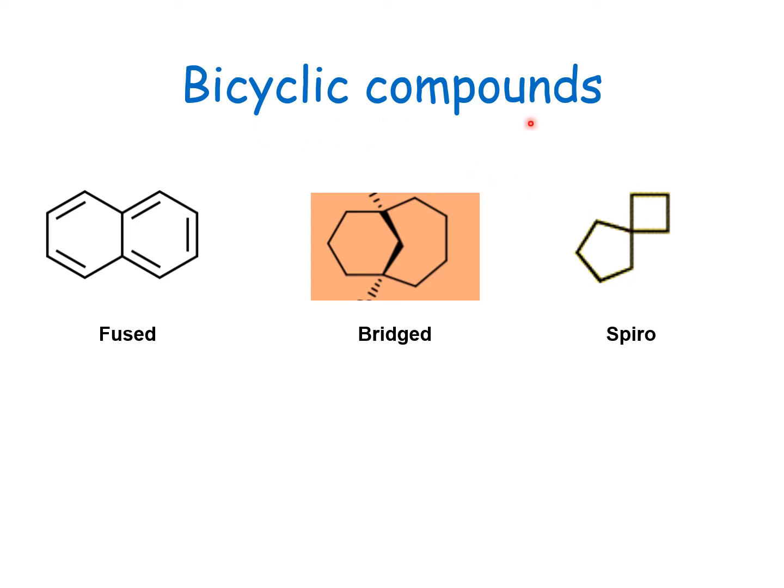Now in all these three kinds of bicyclic compounds, the ring size in these two rings can be the same or different. Here you can see a four-membered ring along with a five-membered ring, whereas in naphthalene we know both are six-membered rings. In this compound you can see one is a six-membered ring while another is a seven-membered ring. So their ring size will affect their nomenclature.